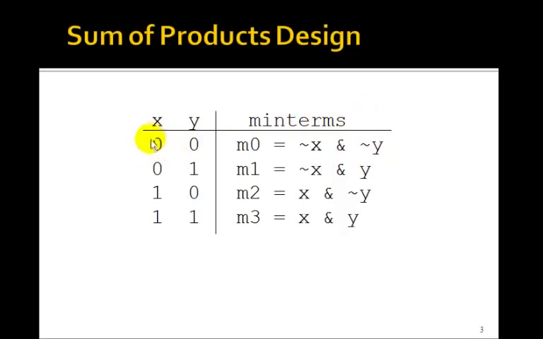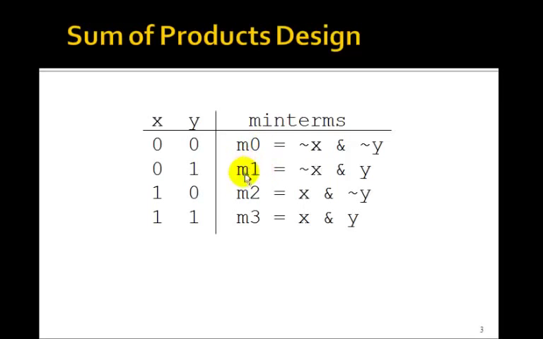Now notice that if X is 0, we must NOT it to make it a 1, because in an AND gate, everything must be 1, because if you AND anything with a 0, you get 0. So to make min term M0, if the input X is 0, we'd have to NOT it to get a 1 here. If the input Y is 0, we need to NOT it to get a 1 here, and 1 and 1 is 1, so the min term would then be 1.